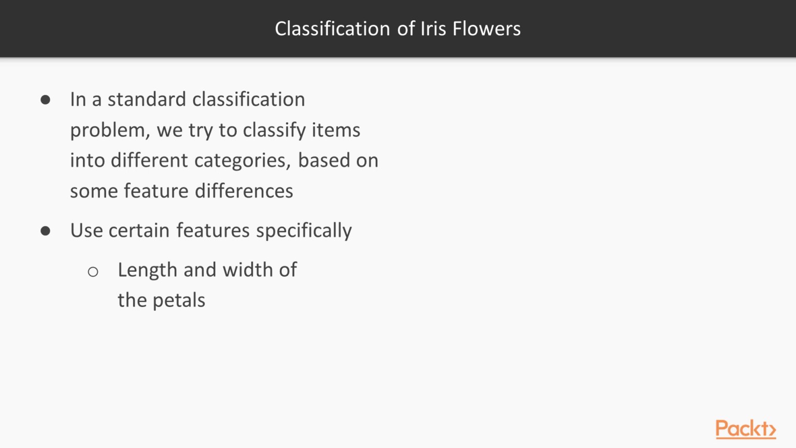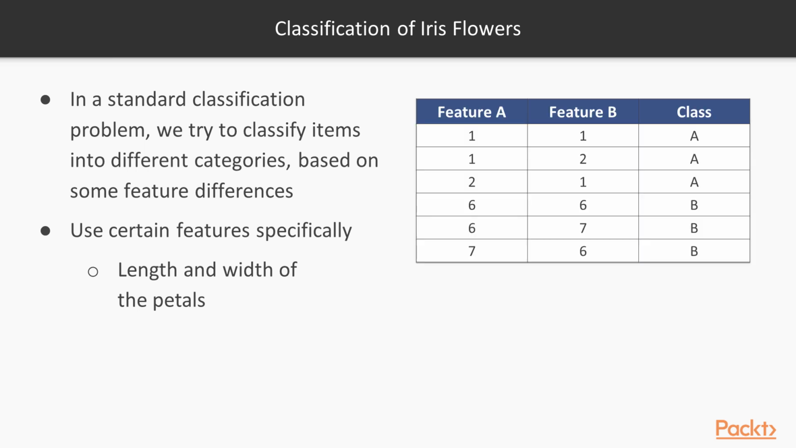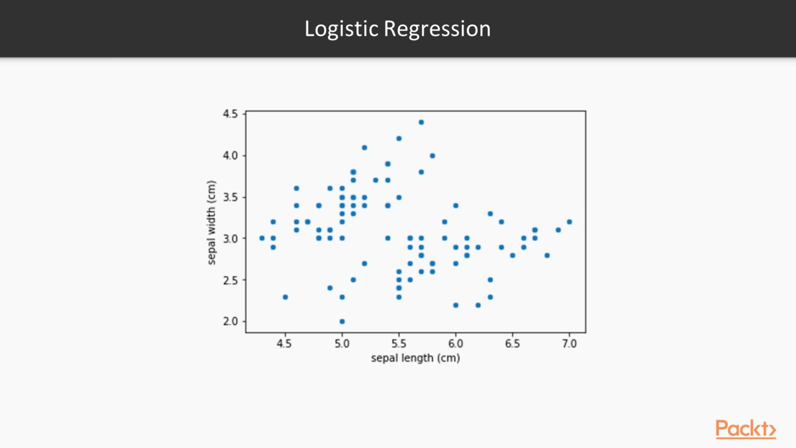Now, because of the nature of the data, we're able to use logistic regression to solve this problem. An example of the kind of data that we have is shown in the table. So you can have features, in this case A and B, for example, the length and width of the sepal, and then you have classes. If you go ahead and plot these details on a scatter graph, you'll see something that looks like this.